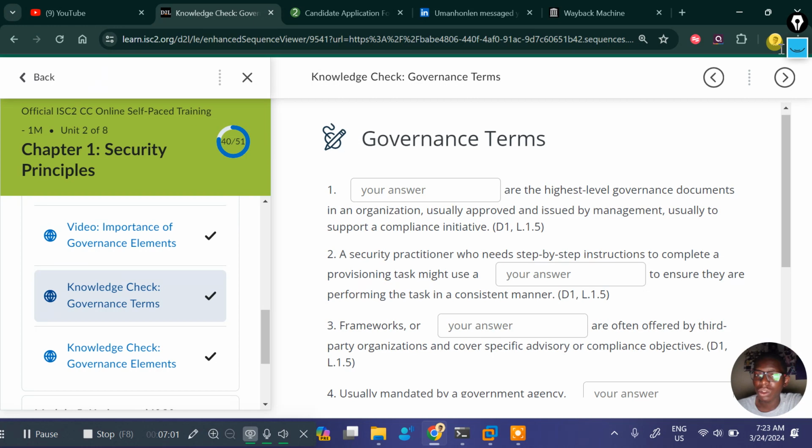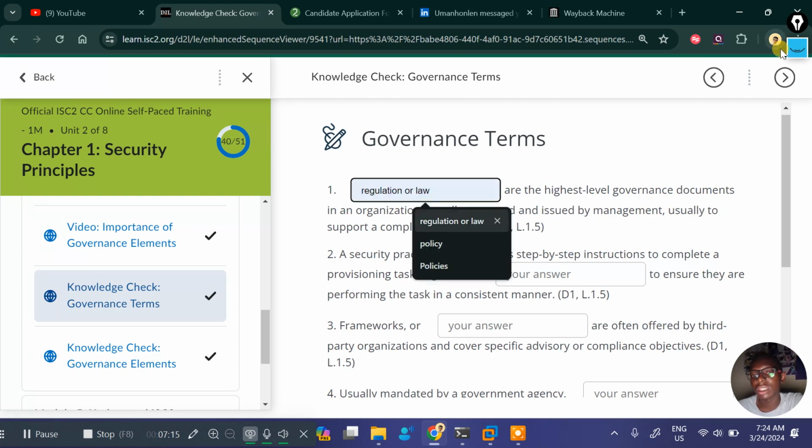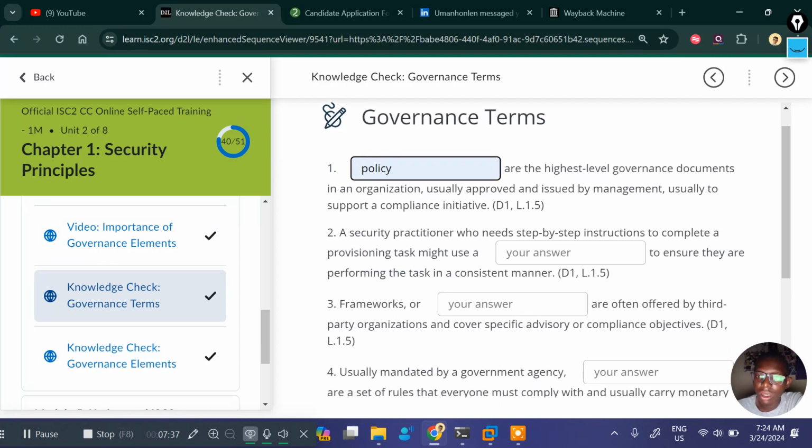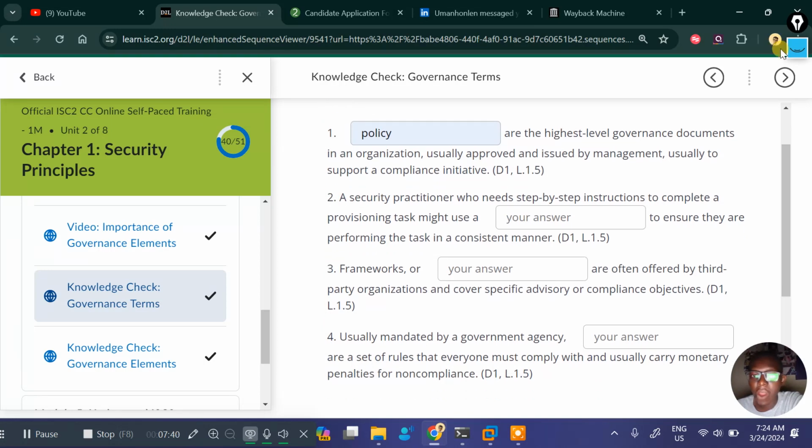So look at this. Which do you think the answer would be in this situation? Highest level governance documents in an organization. Take note, organization, right? Usually approved and issued by management, usually to support compliance. When you hear organization, please just put in the answer. You can pause the video and try to answer. Once you hear organization, please just go ahead and put in the standards, right? Sorry, not standards, the policy, I believe. And we have the next question.